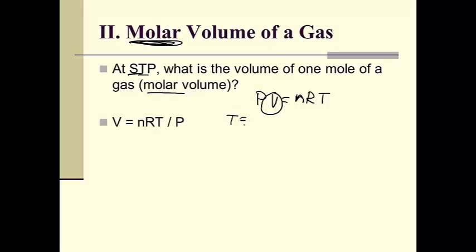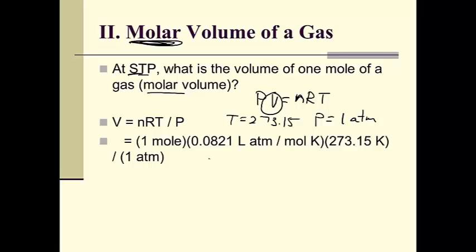Now standard temperature, don't forget it has to be in Kelvin, so use 273.15, and standard pressure can be in any units as long as it's equal to 1 atmosphere. We'll make it easy and just say 1 atmosphere. So we plug those values in. R is the gas constant again. n by definition has to be equal to 1 mole, since we're talking about the molar volume. Temperature, pressure, and you come out with the volume of 1 mole of gas is equal to 22.4 liters.